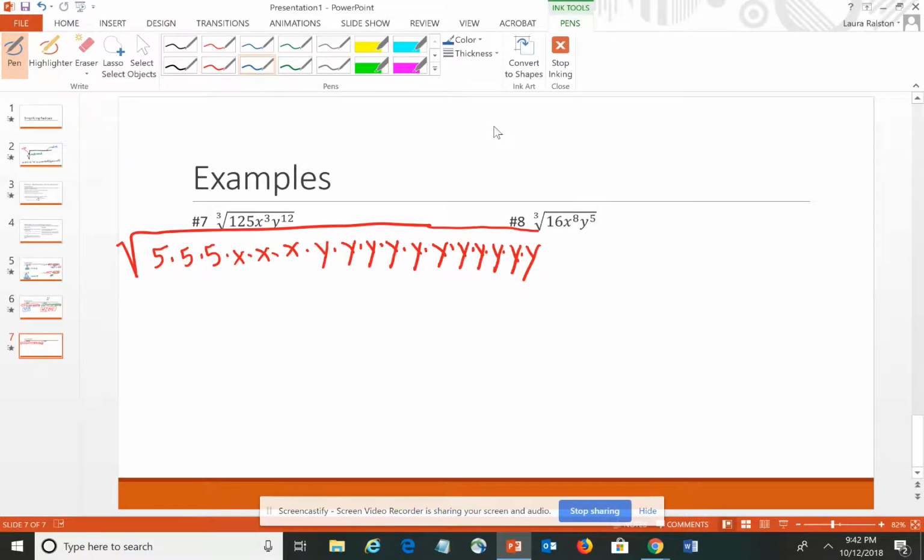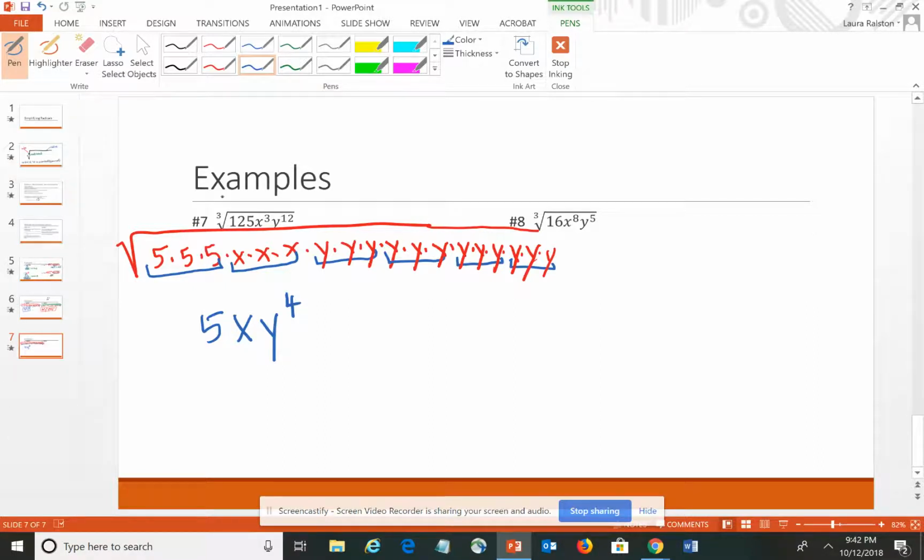Since it's an index of 3, we have a set of 5s, a set of x's, and 4 sets of y's, although I left one off. I miscounted. Okay, so I need one more. All right, so that means I have perfect sets. They get released. So I have 5x, y, and I had 4 of those. So it simplifies to 5xy to the 4th.